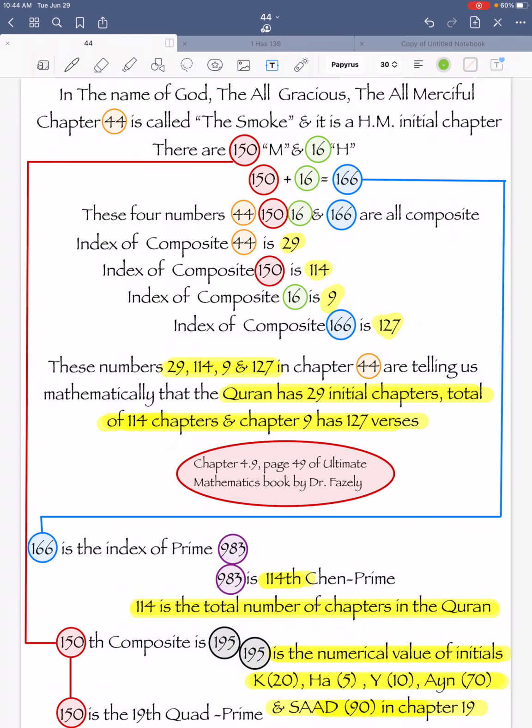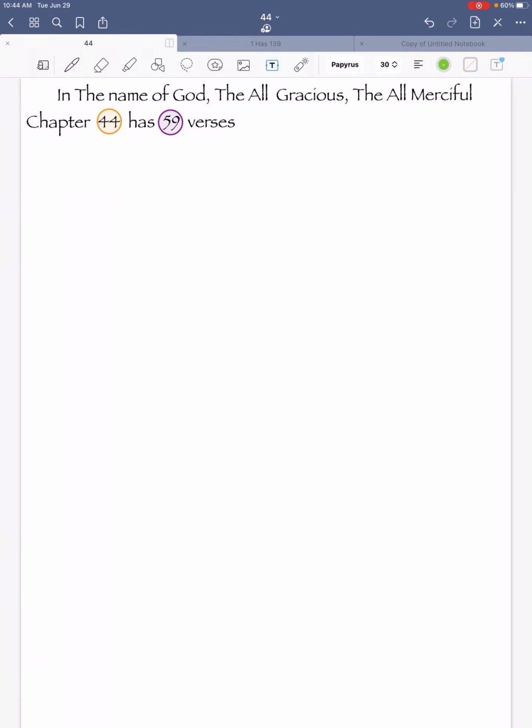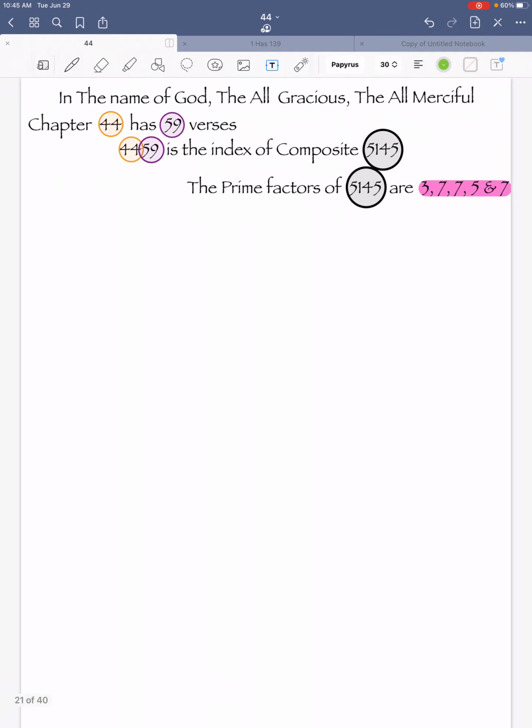Let's take a look at the chapter number, which is 44, and the total number of verses in this chapter, which is 59. So, as you can see, we have two sets of numbers here, 44 and 59. If we concatenate these two numbers, 44 and 59, we get 4,459. And 4,459 is the index of composite 5145. The prime factors of 5145 are 3, 7, 7, 5, and 7. That means if we multiply these 5 prime numbers together, 3 times 7 times 7 times 5 times 7, we get 5145. Those 5 prime numbers are the prime factors of 5145.